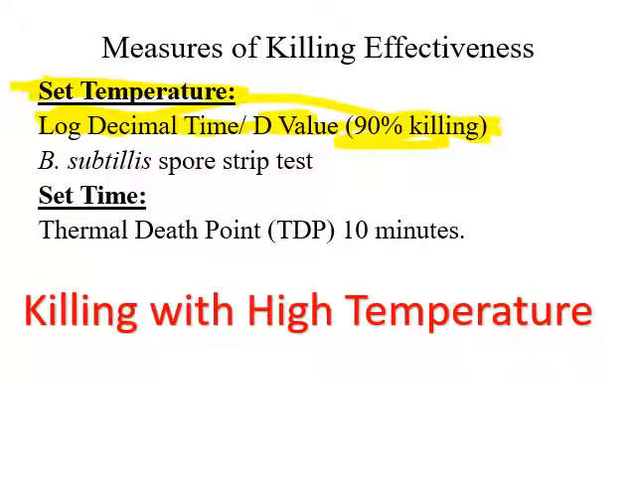You can test how effective this is by using something called a Bacillus subtilis spore strip test, which I'll talk about in a minute. So that's if you have a set temperature and a variable time period. What if you have a set time period and you want to know what temperature to use in order to kill 90% of the microbes? In that case, you know the time, you want to know the temperature, and that is referred to as the TDP, or the thermal death point. That is the temperature that you have to use in order to kill 90% of the microbes in 10 minutes.